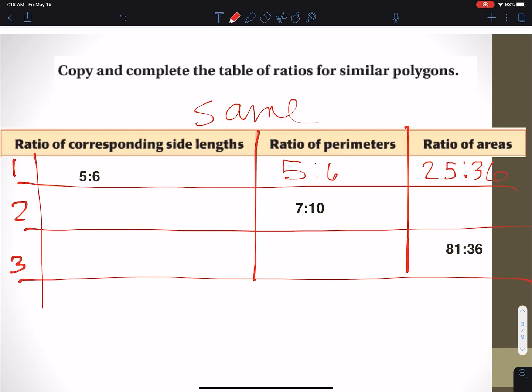Let's look at number 2. So if they're giving me the perimeter ratio, I know the side length ratio is the same, 7 to 10. Then I know my area ratio is going to be squared, 49 to 100.